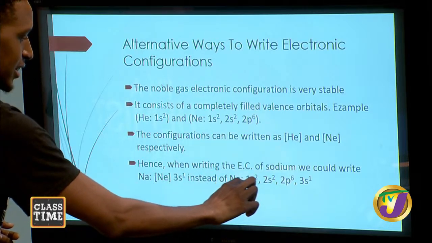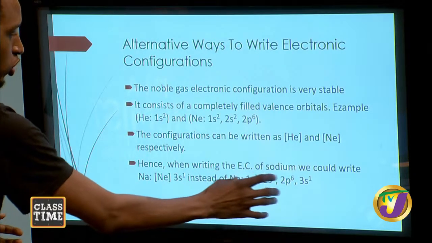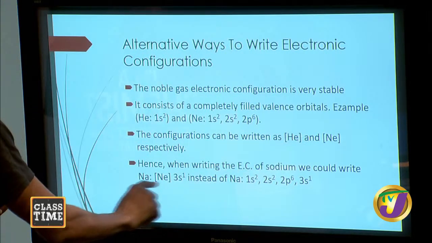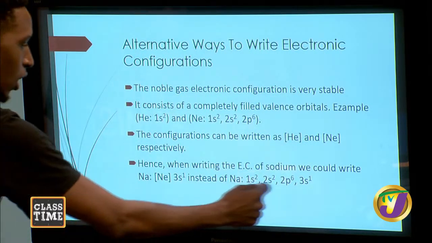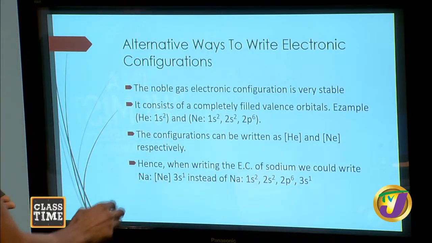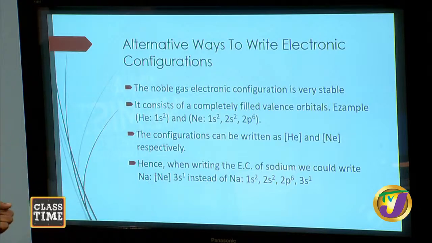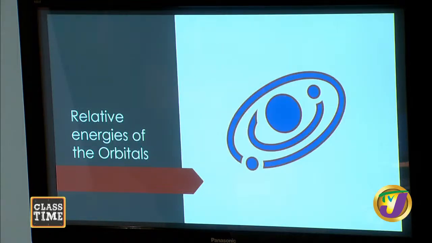So instead of writing all of this, we could just replace this part with this, like this. So instead of writing all this, we could just write the electronic configuration of sodium is neon square bracket 3s1. So this would represent the electronic configuration of sodium. And you can do this for all your elements. So that's a quicker way to deduce your electronic configurations.